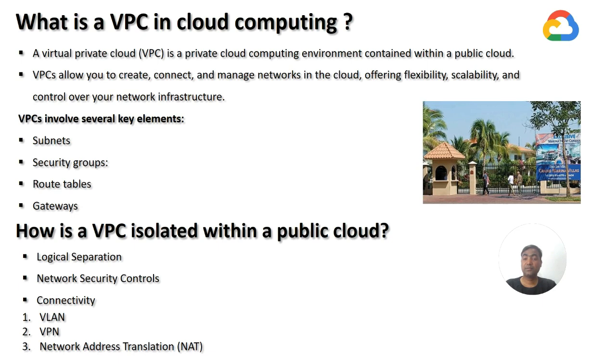What is a VPC in cloud computing? In Google Cloud Platform, a VPC or a virtual private cloud is a virtual network that provides a private and isolated environment for deploying and running Google Cloud resources. VPC allows you to create, connect, and manage networks in the cloud, offering flexibility, scalability, and control over your network infrastructure. In cloud computing, a virtual private cloud is like a gated community within a public cloud provider's infrastructure.